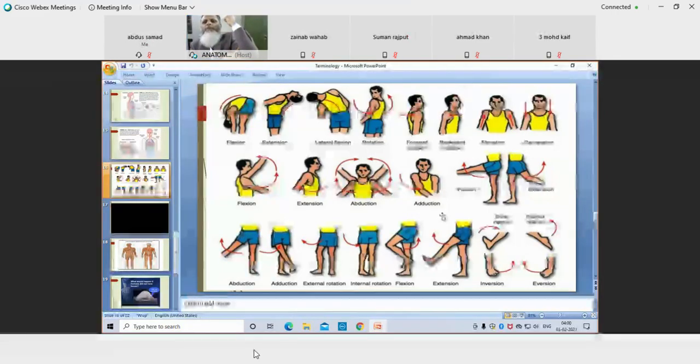This movement will be known as flexion. And the opposite of it, where there is an increase in the angle, will be known as extension. Extensor.